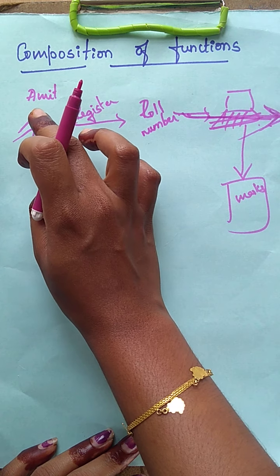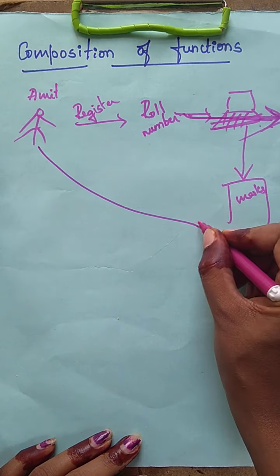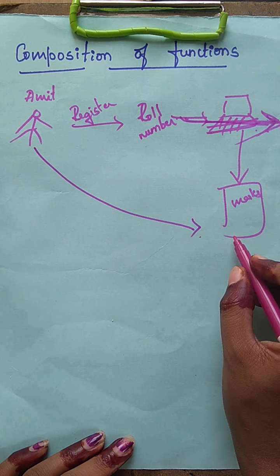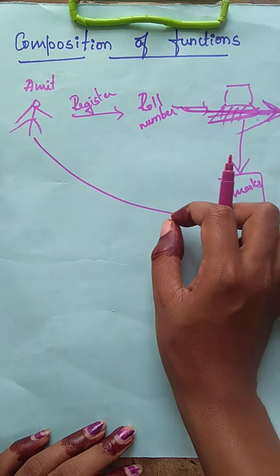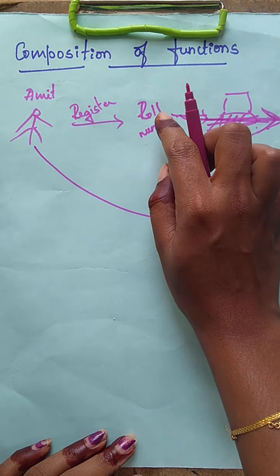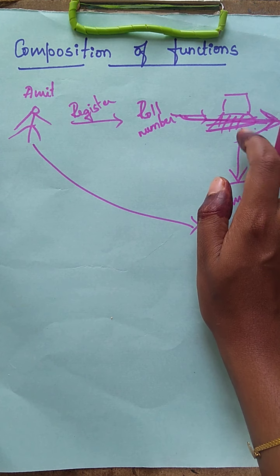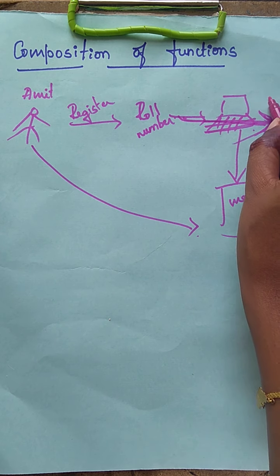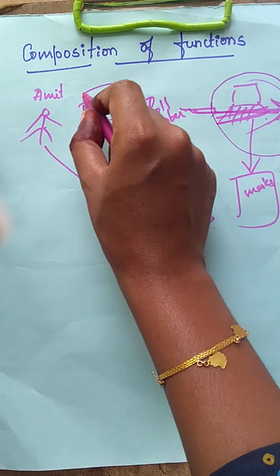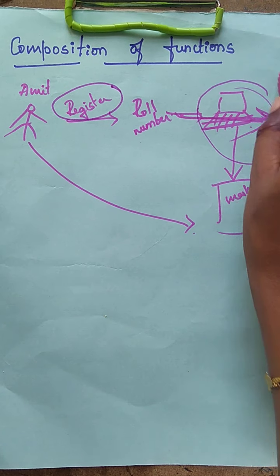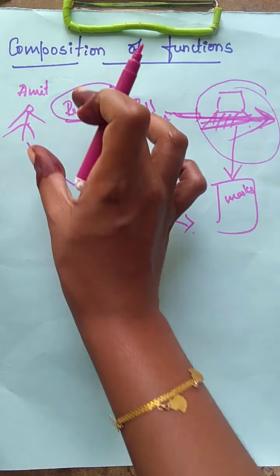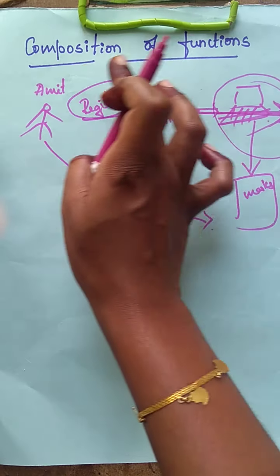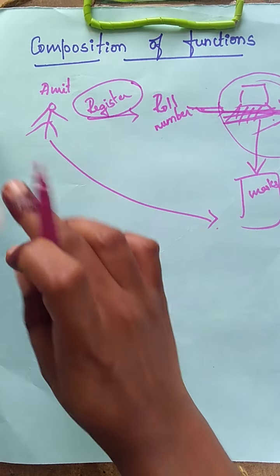Here you can see that in order to get the marks, he has to go through several steps. What are those steps? First he has to check the register. That is the first step. What else does he have to do? He has to put that roll number into the computer so that he can get the marks. So this is a second function. The first function is the register and the second function is checking that roll number in the computer. After two steps only he'll get the required thing, that is the marks. So this is nothing but composition of functions.